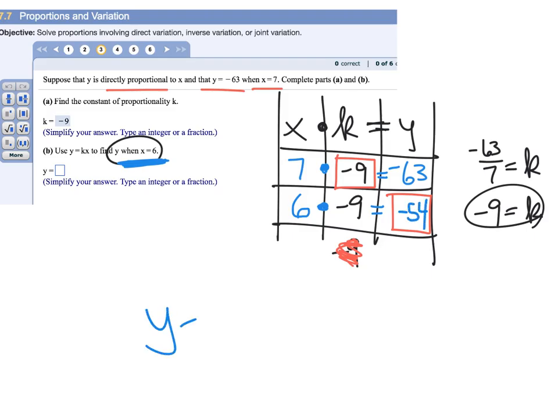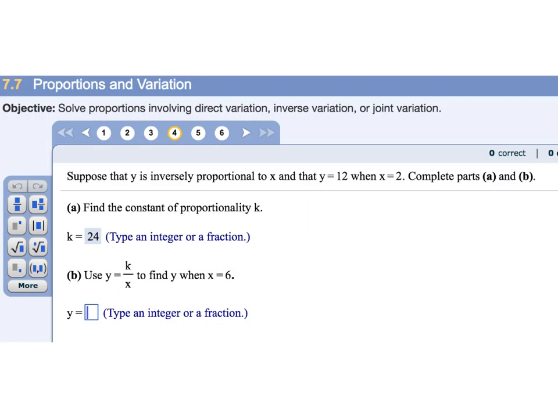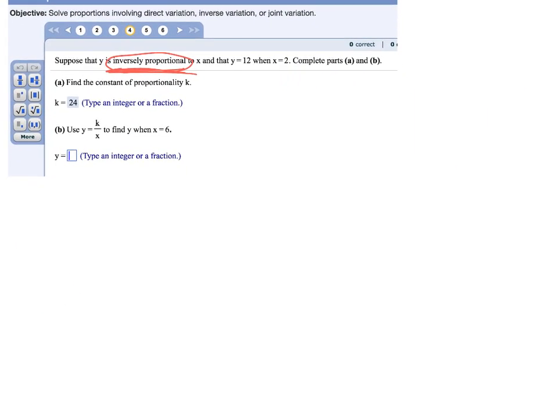So y is equal to negative 54. Reading really carefully is important, because I actually missed this the first time I did this problem. Inversely proportional. Now we have a new rule. All right, the new rule for inversely proportional. Okay, so the new table.